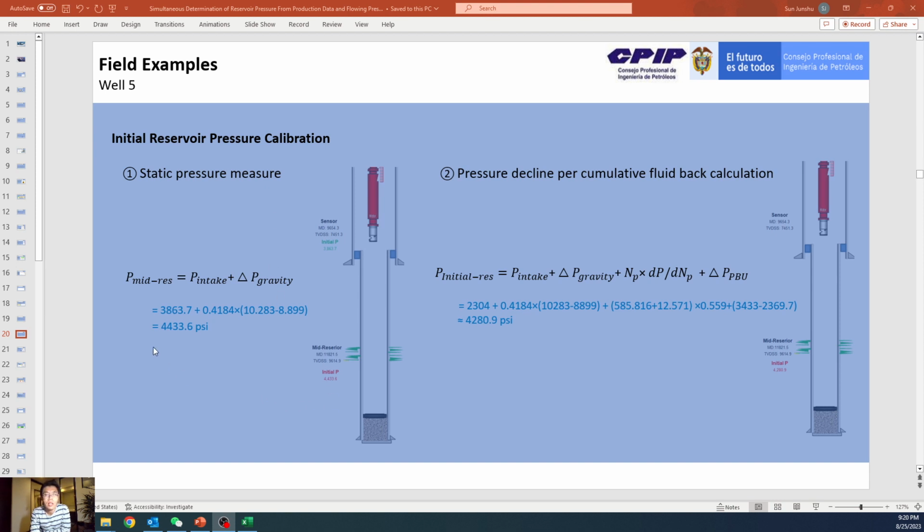And as we introduced in the first slides, the static pressure measurement could be not accurate. It's usually a little higher than the reservoir pressure. So here we believe the V field G formation initial reservoir pressure is around 4,281 psi.